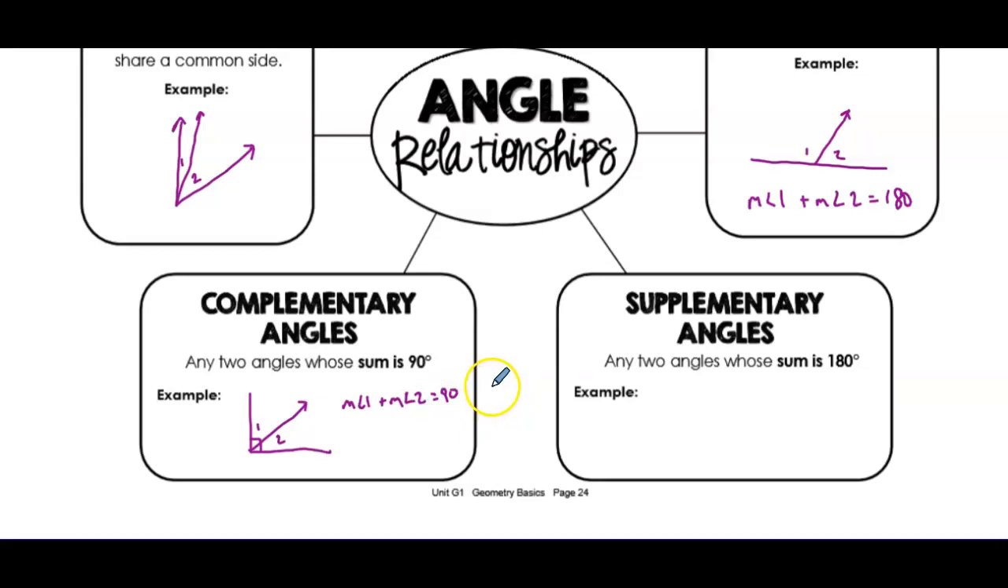Supplementary angles are any two angles whose sum is 180. So I'll give you two examples here. We could have a linear pair, something like this, with a 45 and a 135. Those add up to 180. We also could have two angles that are not connected at all. So an angle like this and an angle like this that have nothing to do with each other except that their measures add up to 180 as well. Okay, so you can either see it as a pair of detached angles or as a pair of attached angles that form a linear pair. So those are two different ways we can see supplementary angles.